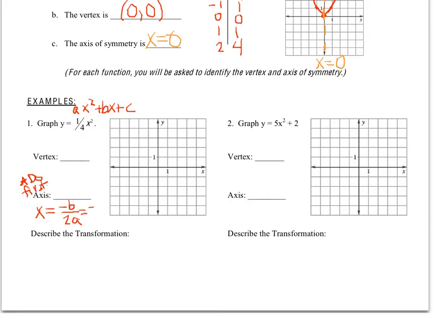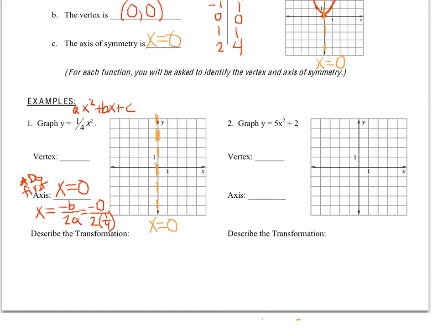So the opposite of 0 is just 0, over 2 times a, and my a is right here in front of the x squared. That's 1/4. So 2 times 1/4, well, we have 0 over a number, and 0 over anything is 0. So my axis is going to be x equals 0. Let me draw my axis of symmetry. x equals 0 is this line right here. It's really my y-axis.